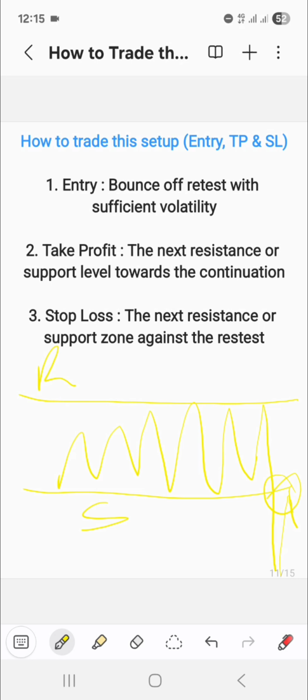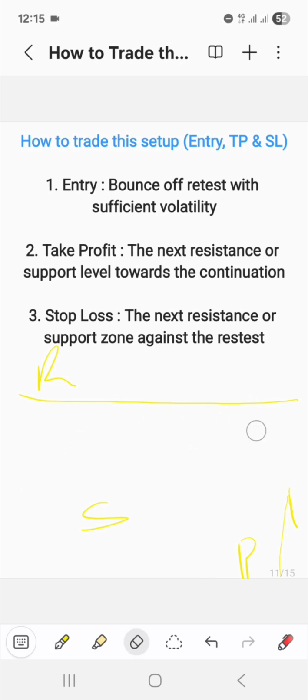Now, where will your SL be? Your SL will be the preceding resistance. If it's a downtrend market, it will be the preceding support. The next support line here will be your take profit. That's where your take profit is. While the next resistance line here will be your SL. Do you get my point? That's in a downtrend market right now.